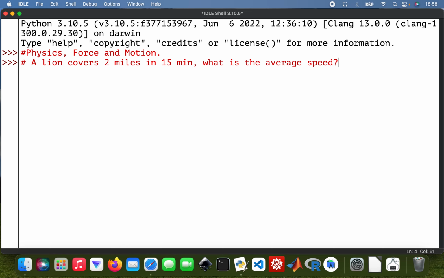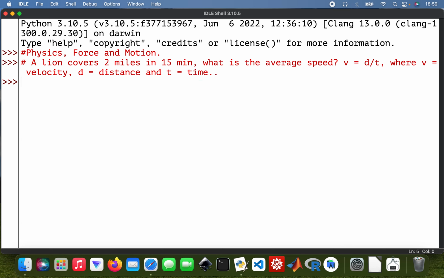Okay, and we're given velocity equals distance over time, where v is velocity, or basically speed, and d stands for distance, and then finally t equals time.